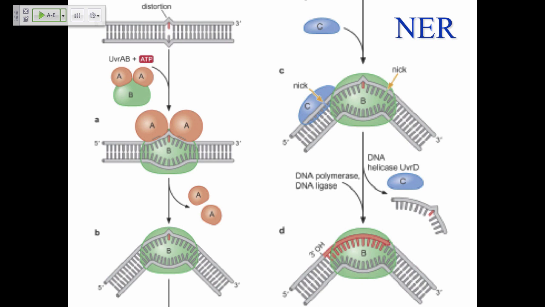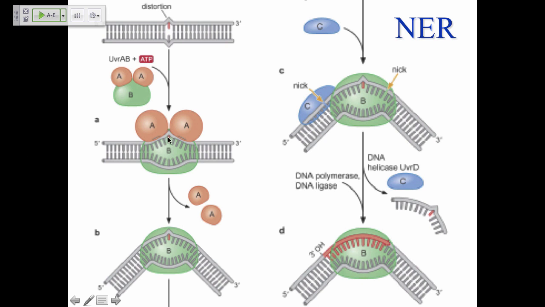So, sensitivity to UV radiation, what does that mean? What do you usually get with UV radiation? Pyrimidine dimers. So these are very important for nucleotide excision repair. That's how E. coli, because it doesn't have a photolyase, deals with these things. So, what happens?